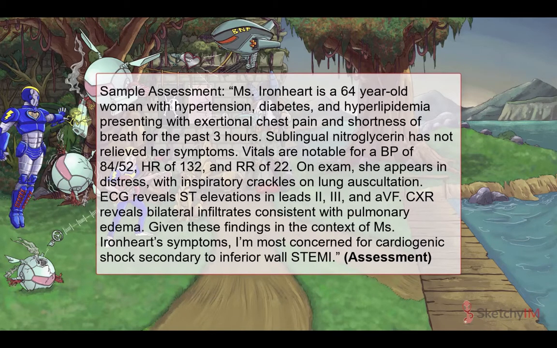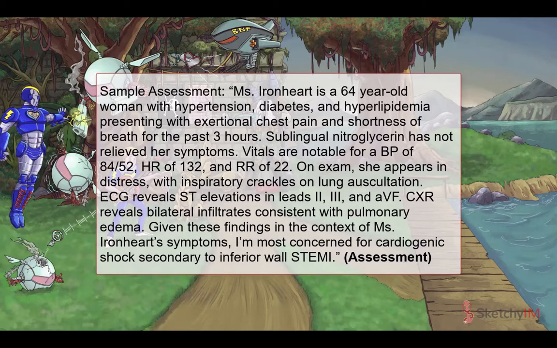On exam, she appears in distress, with inspiratory crackles on lung auscultation. ECG reveals ST elevations in leads 2, 3, and AVF. Chest x-ray reveals bilateral infiltrates consistent with pulmonary edema. Given these findings in the context of Ms. Ironheart's symptoms, I'm most concerned for cardiogenic shock secondary to inferior wall STEMI.